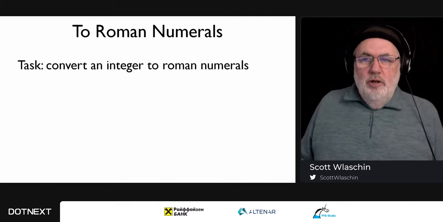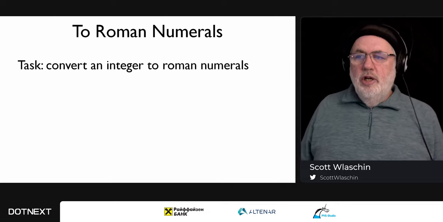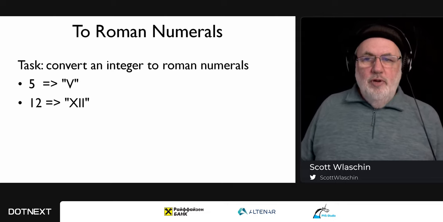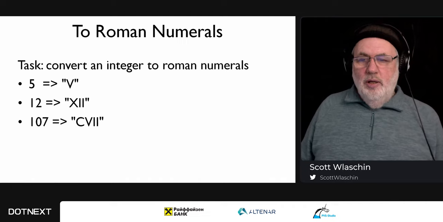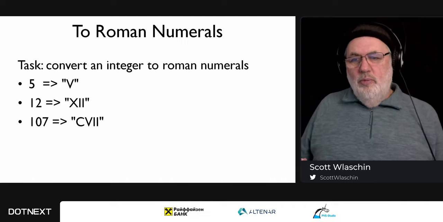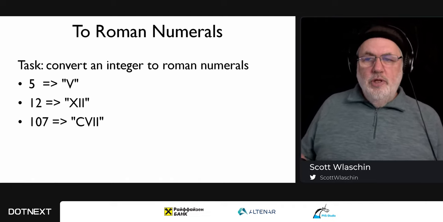This is a very common, simple programming challenge. Convert an integer into Roman numerals. So 5 becomes V, 12 becomes XII, 107 becomes CVII, and so on. So how can we do that?